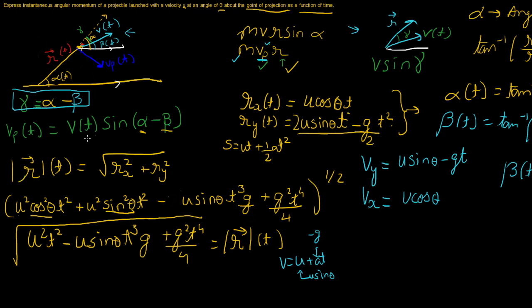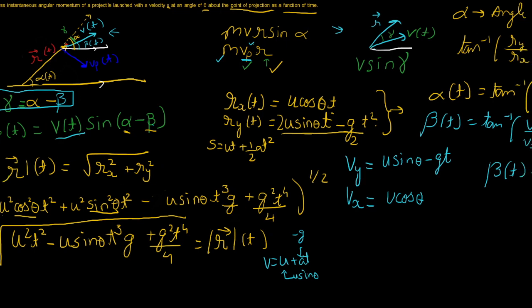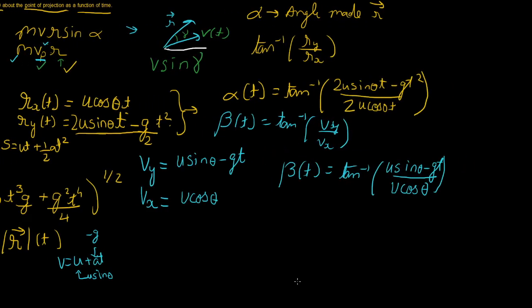Now we need to find v of t here. No, this part is still remaining, we didn't find it. So what is the magnitude of the velocity? What is the magnitude of velocity as a function of time again? This is going to be the same way we did for the magnitude of the position vector, it is Vx square plus Vy square under root. Okay, now let's solve for this.